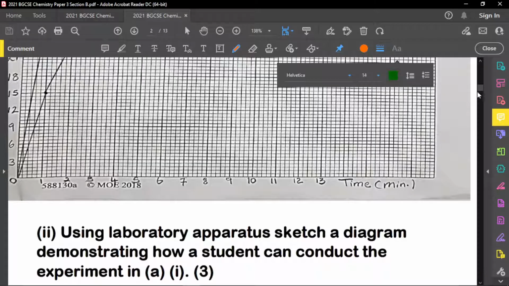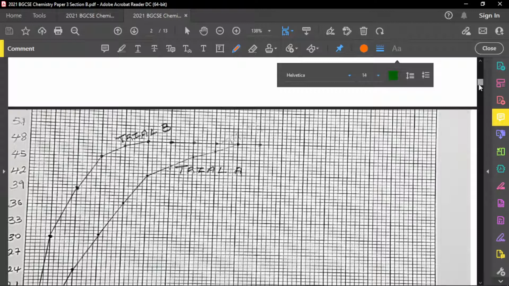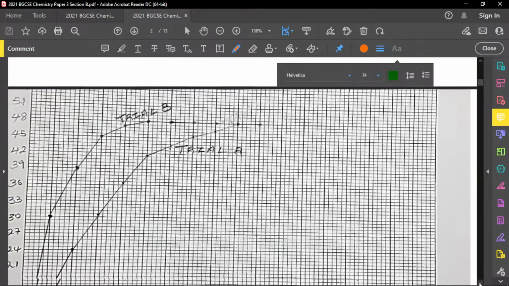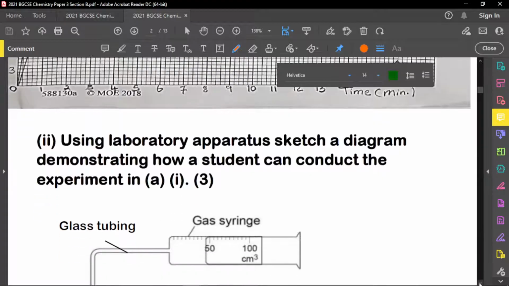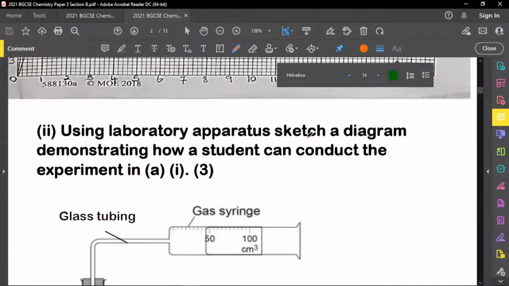The idea is that a graph will look something like this. That's how your graph will look. You label them trial B, trial A. Notice that both of them reach the same point, but they get there at different times because one reaction is going to be faster than the other. But again, they're going to produce the same amount of gas.